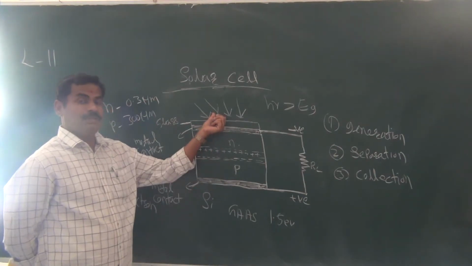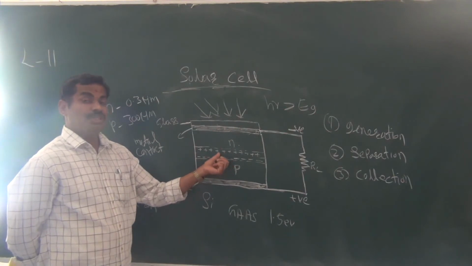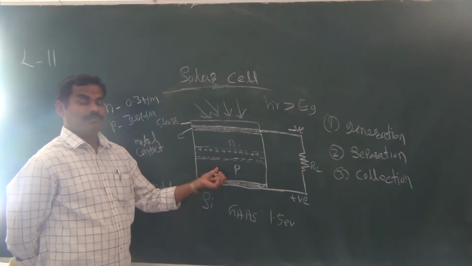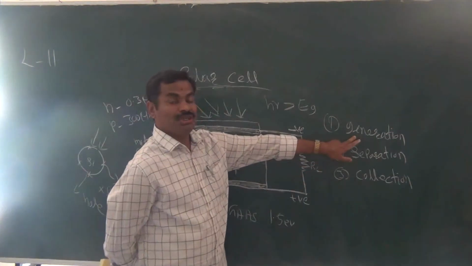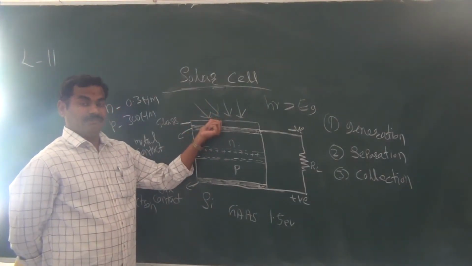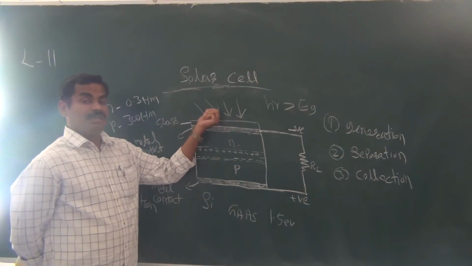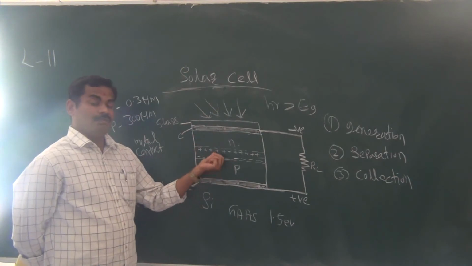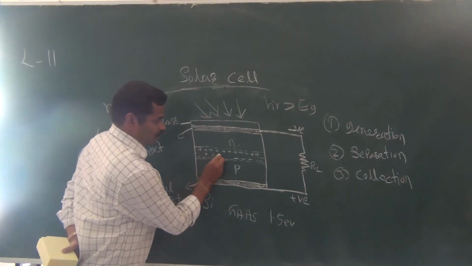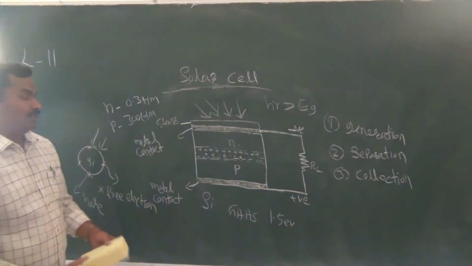Because of the high intensity light incident on the junction, here in the depletion layer, electron hole pairs will be generated. What is called generation? In generation, we generate the electron hole pairs because of the incident light. You are incident the high intensity of light. Because of the high intensity light, they will break the covalent bonds in the depletion layer. For example, here the electrons and holes will be generated, and as we know, the electron and hole are generated in pairs.